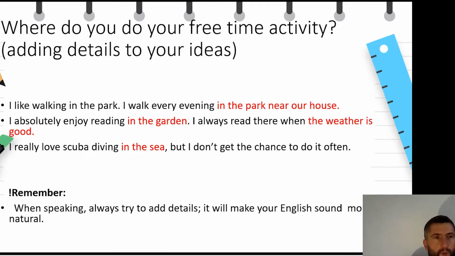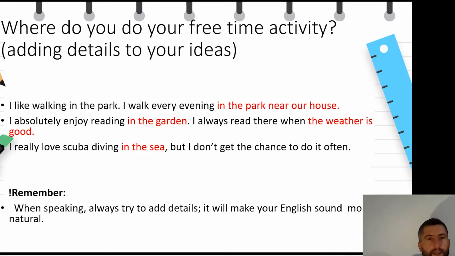Okay, let's continue. Where do you do your free time activity? So now we want to add more information to give more details about where we do our activity or free time. So we have some examples. I like walking in the park. I walk every evening in the park near our house. I absolutely enjoy reading in the garden. I always read there when the weather is good. I really love scuba diving in the sea, but I don't get the chance to do it often.